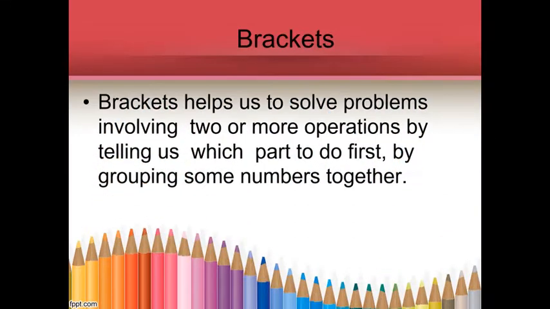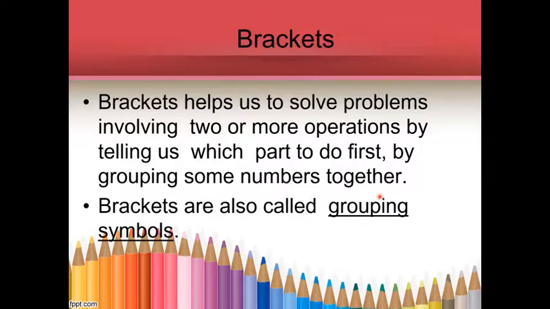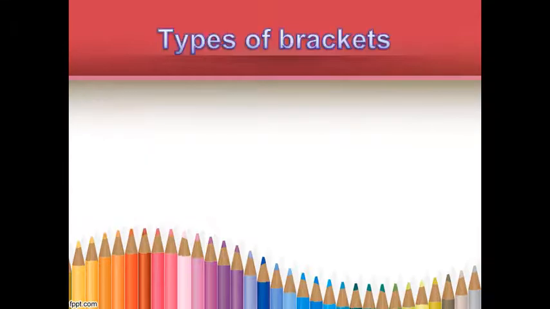Brackets help us to solve problems involving two or more operations by telling us which part to do first, by grouping some numbers together. Brackets are also called grouping symbols. So you must know that sometimes in a question we want to solve a part of the question first. We don't want to apply the DMAS rule there. Instead we want to solve that question according to our own order.